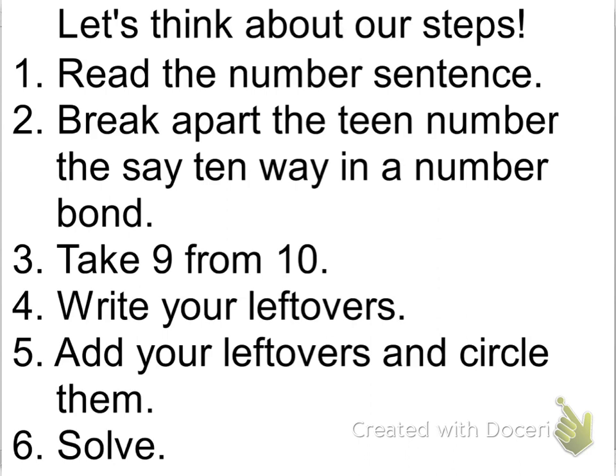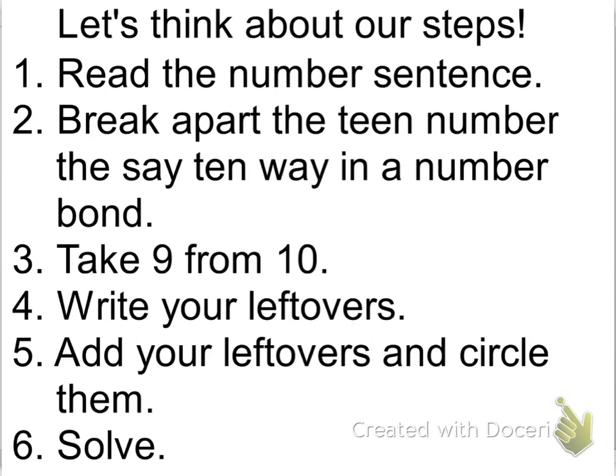First thing, we're going to read the number sentence. It's super important to know what numbers we're having to work with and what it's telling us. Second thing is that we're going to break apart the teen number, the say 10 way, in a number bond. Then we're going to take 9 from 10. Then we're going to write our leftovers. Then we're going to add the leftovers and circle them. Then we're going to solve.